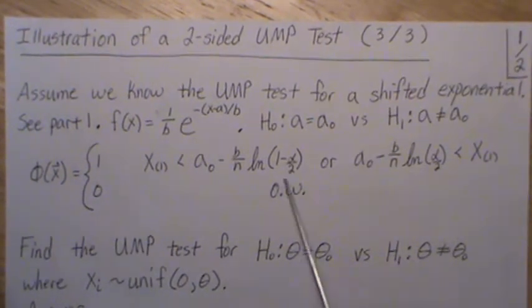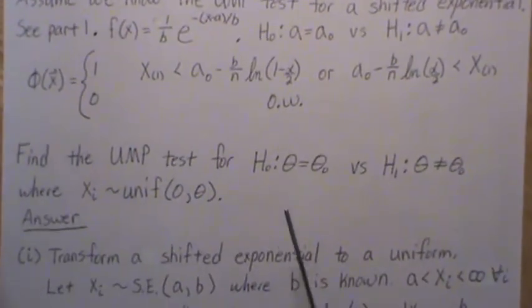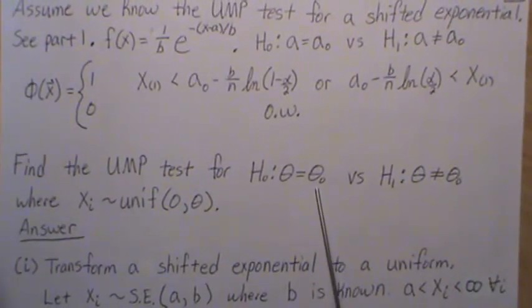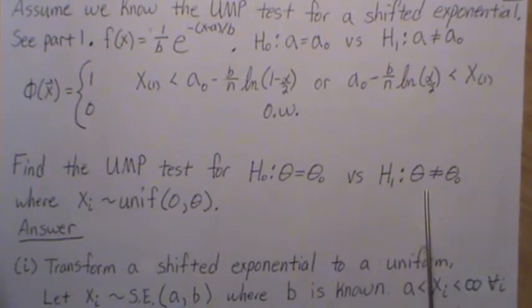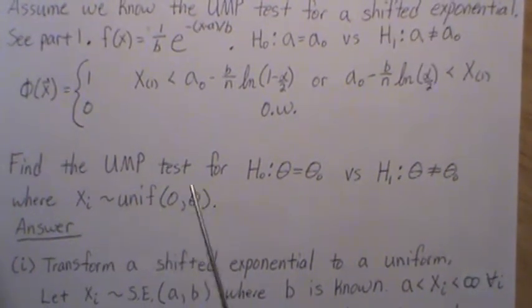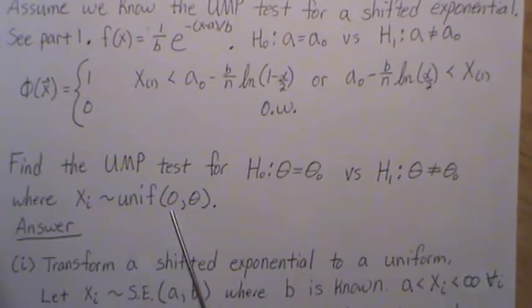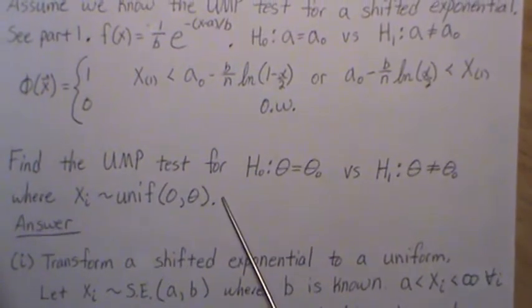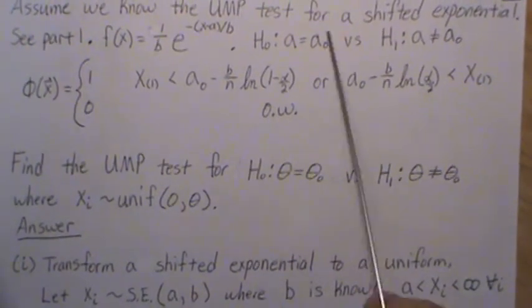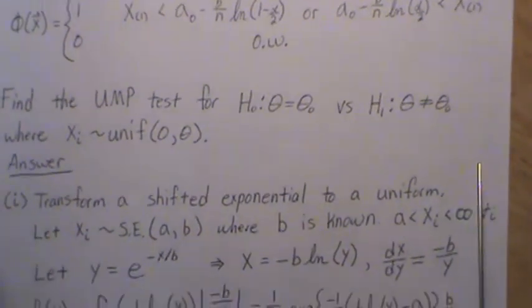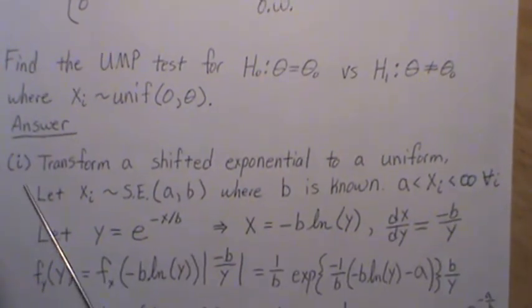So we know this, and now we want to find the uniformly most powerful test for theta naught versus theta not equal to theta naught, where xi is a uniform density from 0 to theta. So we know this, we want to derive this. How can we do it? Using this knowledge here. And this is how we're going to do it. So the answer is, and there's, I think, 3 steps.